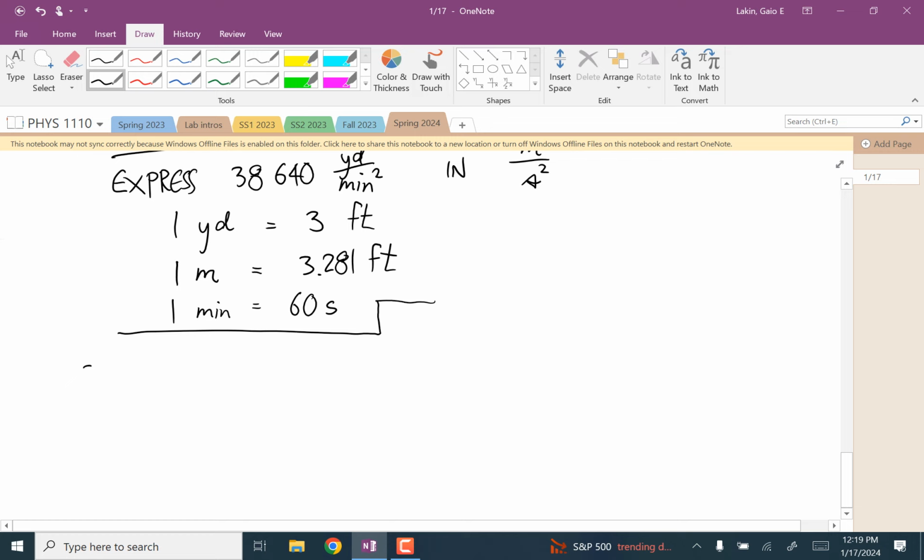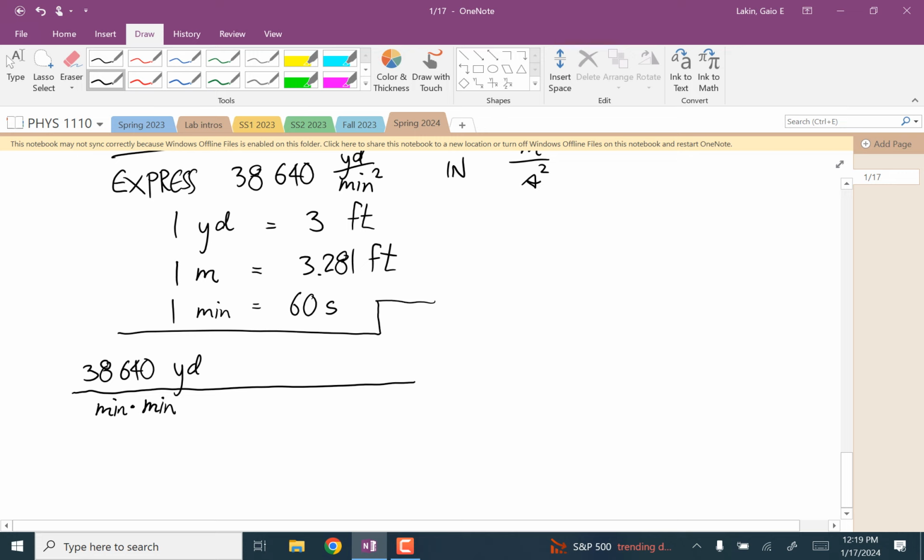I'm going to start with what we're given, 38,640 yards, and in the denominator is minutes squared. But instead of writing that as minutes squared, I'm going to write it as minutes times minutes. I think that makes it easier to not make mistakes on these. Squared just means multiplied by itself, so I'm going to write it like that.